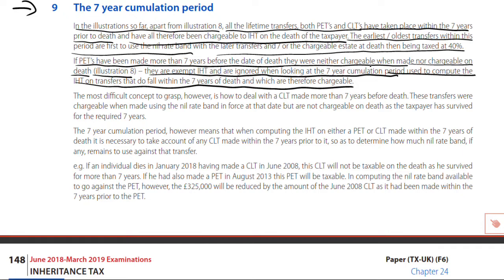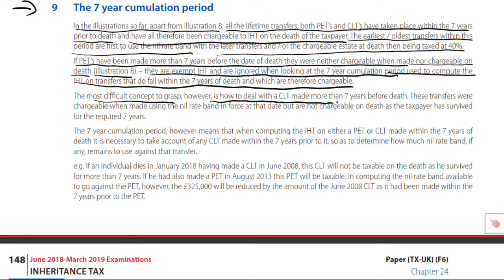It's only going to be an issue if we have a PET that, although more than 7 years before the date of death, lies within the tax year of, or the tax year before, a CLT that also falls more than 7 years from the date of death, but is not now going to be ignored. This is the most difficult concept to grasp, so I'll warn you here. Once we've cracked it, it's just a very mechanical exercise, but getting our head around it, of anything in IHT, it's usually the bit that causes most students to do a bit of head scratching, but hopefully we'll crack it first time.